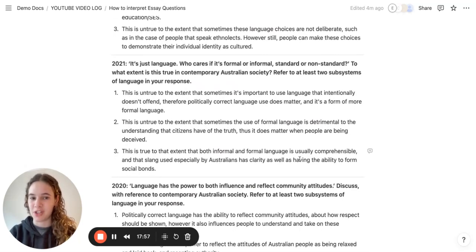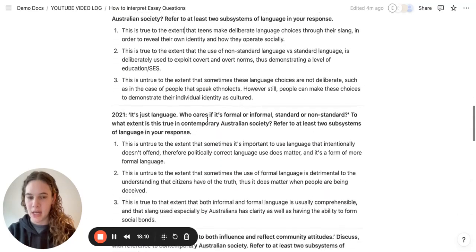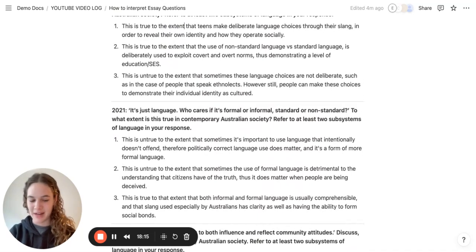Both informal and formal language is usually comprehensible, and slang in Australia also has clarity because so many people understand a lot of slang. So I'd probably talk about Australian slang there, informal language used by Australians. In most contexts, for example, saying Maccas, that's slang. But does it matter that it's informal? No, it doesn't, because it's so widespread that most people understand it. And you can also talk about how slang actually has benefits as well. So in that case, it doesn't really matter.